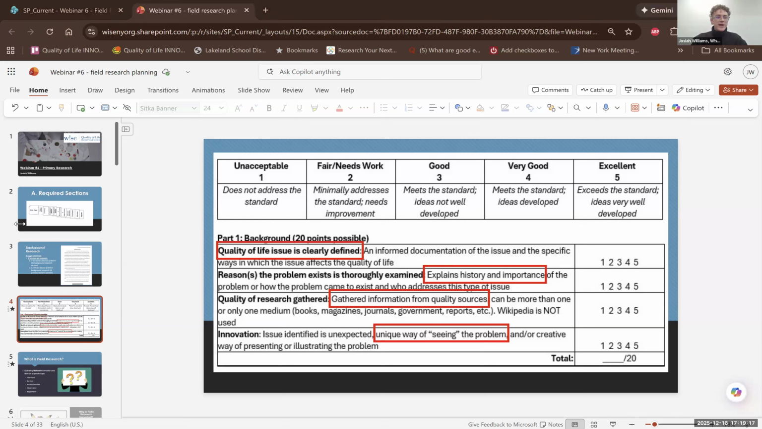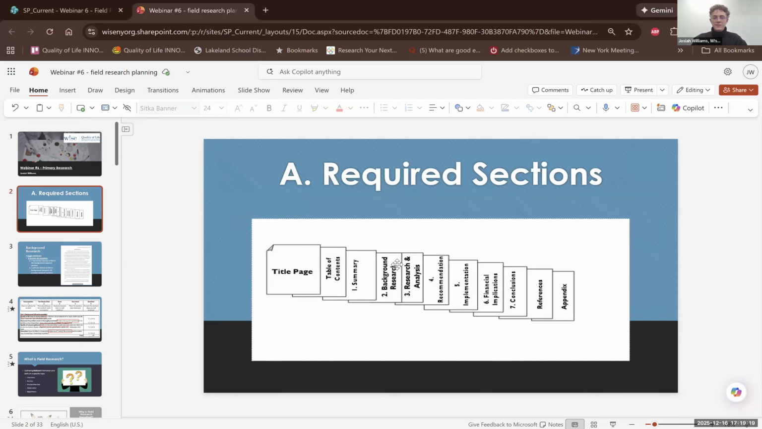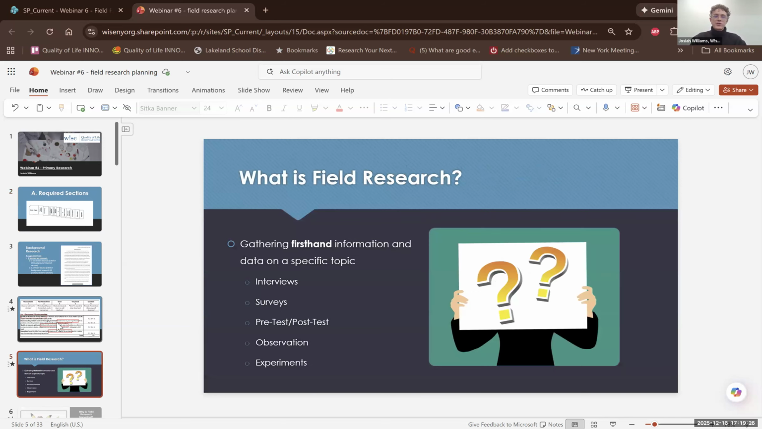And again, we focus on the background research section because I think most of the QLI students should be at this point getting their sources together. And so now I want to transition into field research, and just briefly mention the different types of field research.